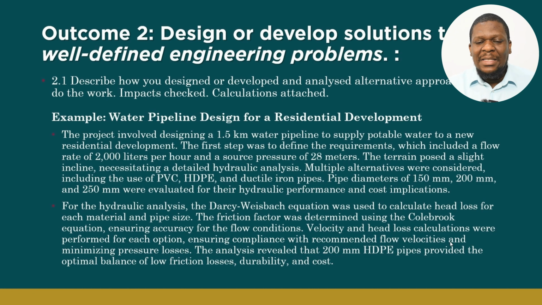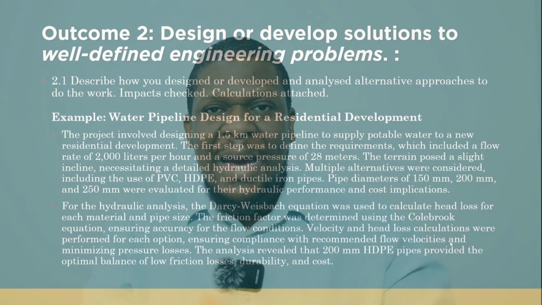This analysis revealed that a 200 millimeter HDPE pipe provides optimum balance of friction loss, durability, and cost. You can't just make that statement. You need to prove how you came to that conclusion. This is what is expected of you in this outcome.